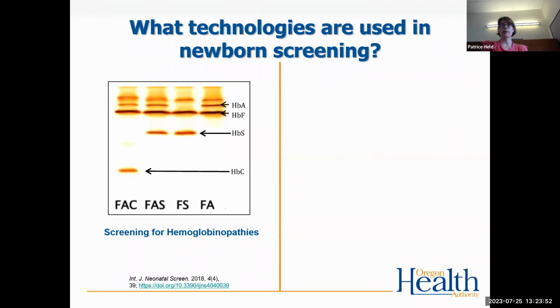variant forms of hemoglobin. So we know that in a newborn baby, they should have both fetal hemoglobin and adult hemoglobin. A baby with sickle cell disease will have only fetal hemoglobin and sickle hemoglobin, and those with sickle cell trait will have fetal, adult, and sickle, or those with C trait will have fetal, adult, and C. So again, this is a very visual test that we perform in the laboratory. It's very hands-on, but you also get to see a nice picture of your results.